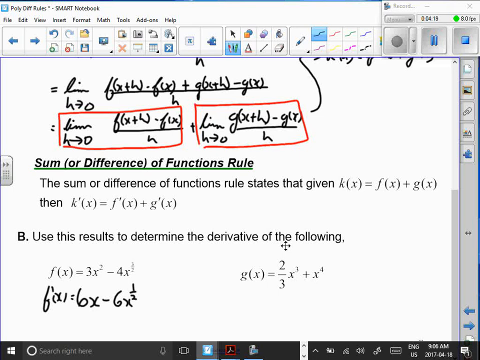And the other one, g prime at x, 2/3 x cubed. So we take 3 times 2/3 is 2. x, take 1 off the exponent. That's going to be squared. And the next one, just straight power rule, 4x cubed. Pretty straightforward stuff so far. Okay.